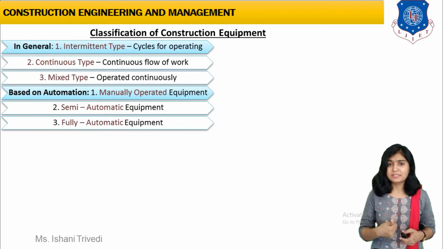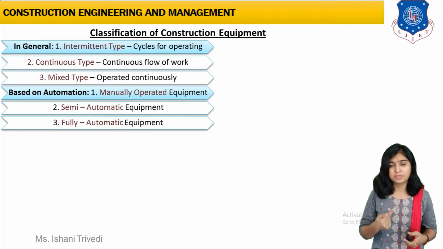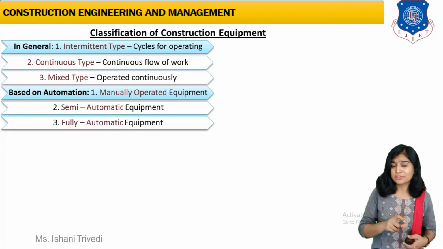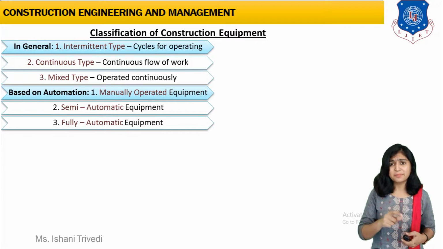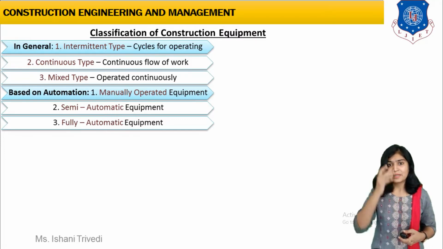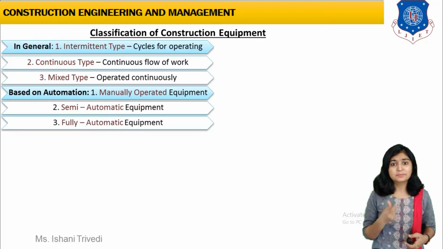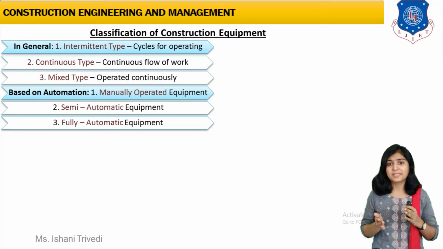Continuous type means that it continuously operates throughout the work for the day or for a specific period of time, while the intermittent type is the opposite. It means that there will be various operating cycles. If we talk about concrete mixers, again concrete mixers will be of two types: we will have continuous type and we will have intermittent type.